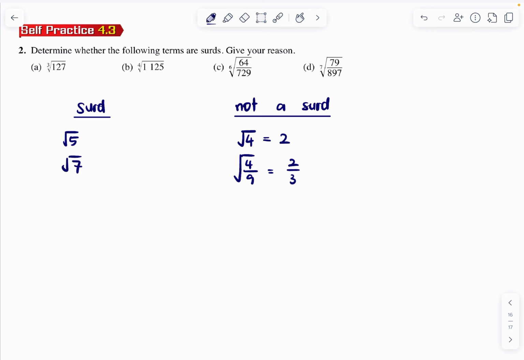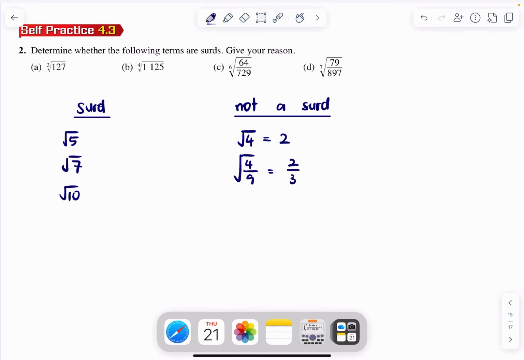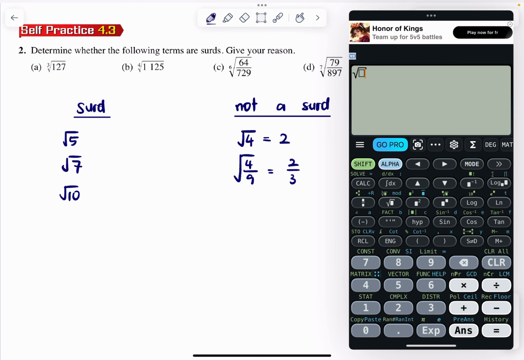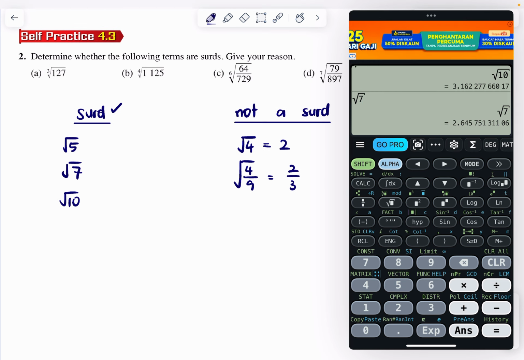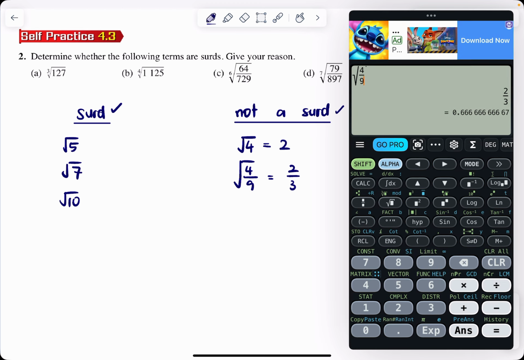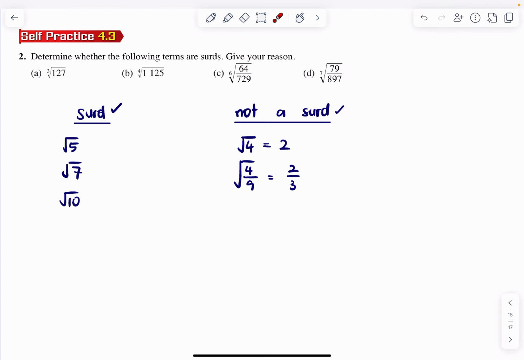Square root of 7, for example. Square root of 10, for example. So all these numbers, square root of 10, square root of 7, you can see the answer is a non-recurring decimal. Basically, it's just a random number lah. If it's a random number, it is a surd. If it's a recurring decimal, let's say square root of 4 over 9, 0.666666. You see the 66666 is recurring, right? That means this is a surd. I mean, this is not a surd, sorry. So basically, whatever we can get rid of the square root is not a surd lah.